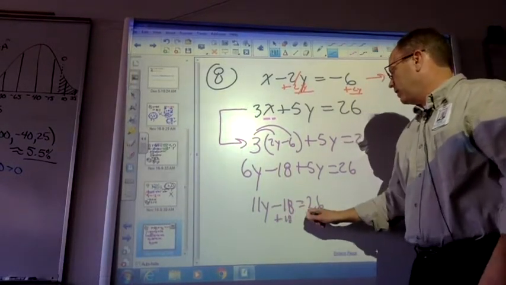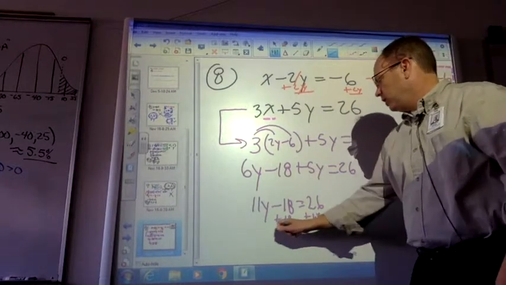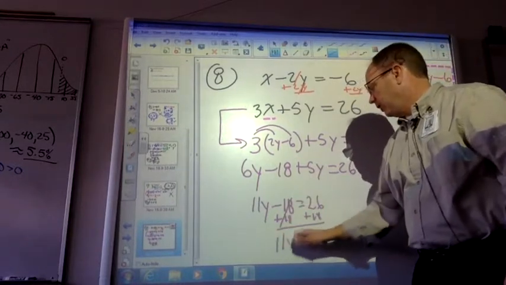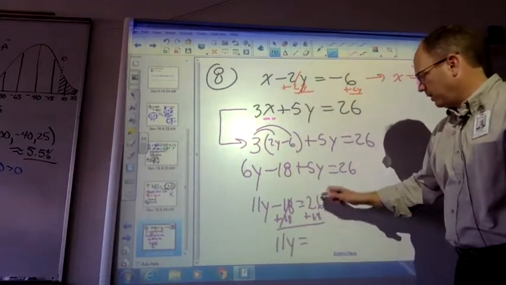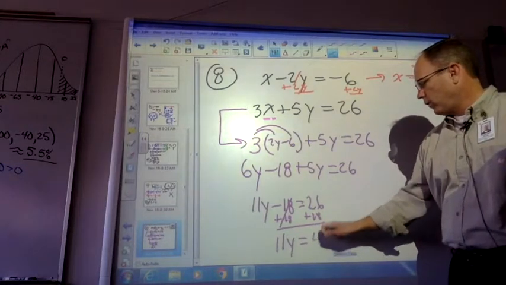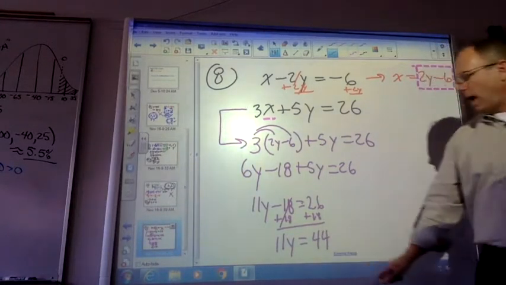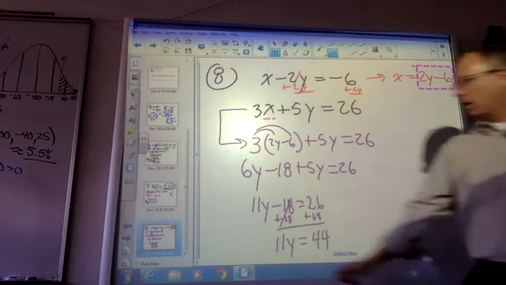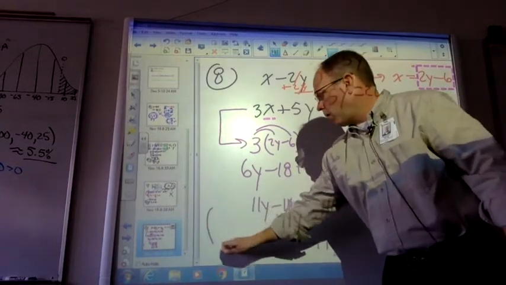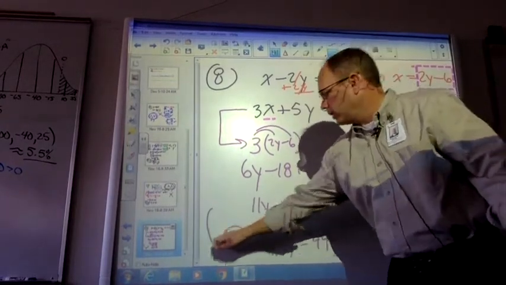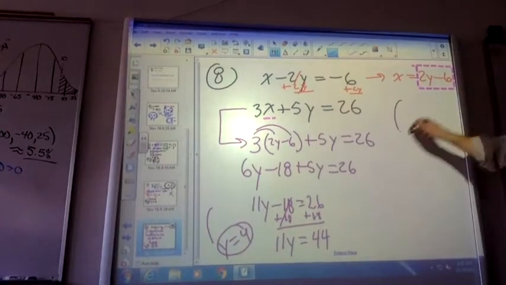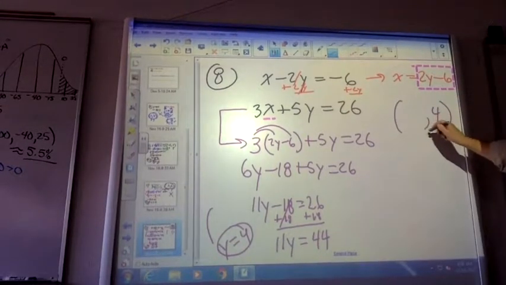I'll just show it because sometimes when you get a larger number than a single digit, it's like, where'd that come from? What is that, 44? Is that 44? Yeah. Hey, what's y have to equal then? 4. So y equals 4. So my y component is there.